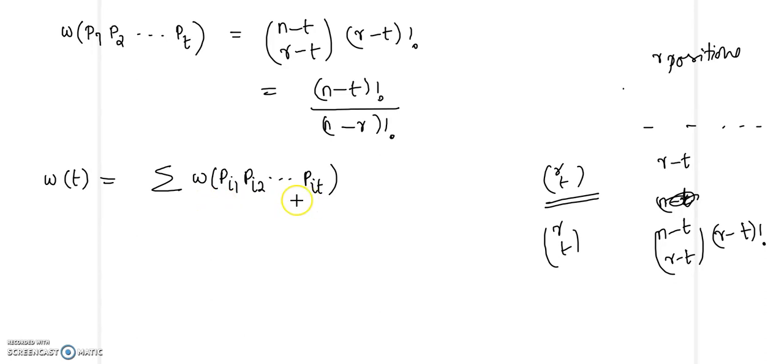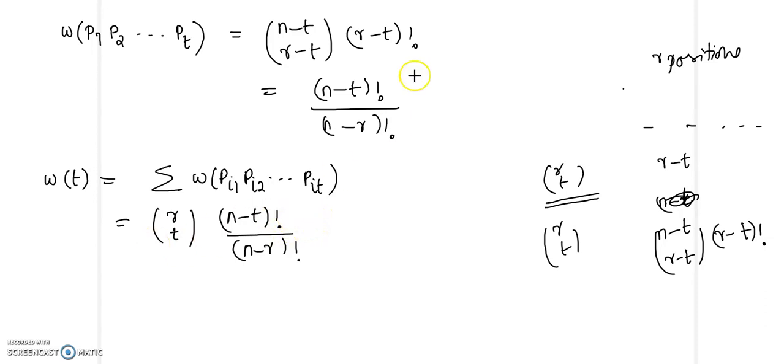അപ്പം ഈ ഒമേഗ pi1, pi2, pit എന്ന് പറയുമ്പോൾ നമുക്ക് rCt terms ഉണ്ടാവും. Now for each of them, each of this omega pi1, pi2, pit will be this value. അത് നമ്മൾ ഏത് t properties എടുത്താലും number of permutations ഇങ്ങനെ ആയിരിക്കും വരിക. So omega of t will be rCt times (n minus t) factorial by (n minus r) factorial. So that is the value of omega of t.